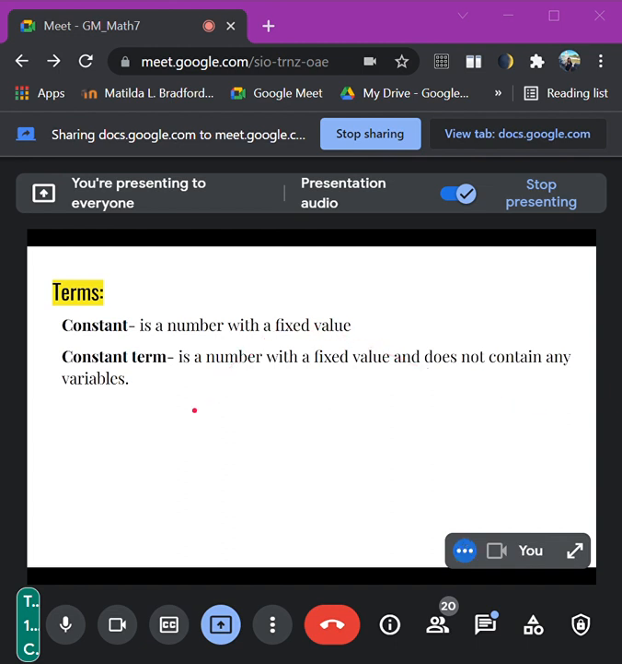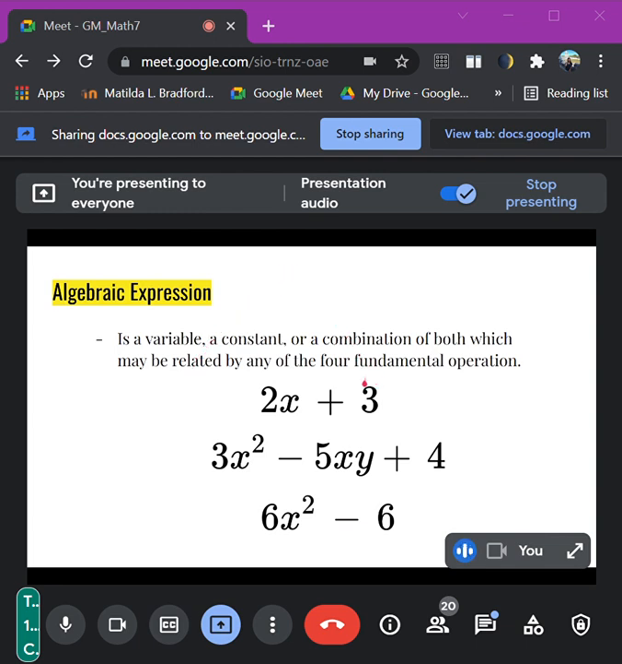So when we say constant term, class, it is this 3, this 4, this 6. Okay? This 3, 4, and 6 are our constant terms. Meaning to say, it is solely a number. Okay? When we say it is solely a number, it means it is just one number. It has nothing beside it, nothing attached. Okay? That is why a constant is any number in there, but when we say constant term, it is just a number by itself. Understood?